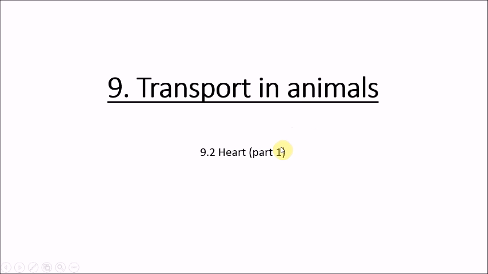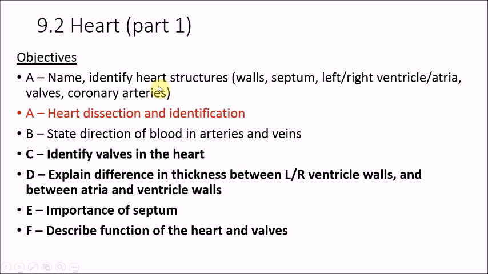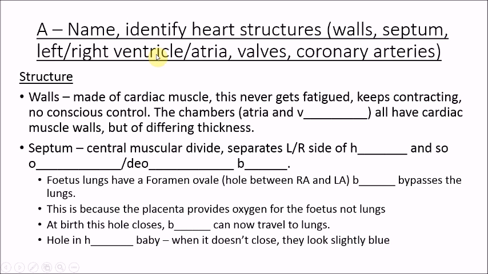Okay, so the next part of transporting animals is 9.2, the heart, and this is part 1 of the video. The first objective we're going to look at is to name and identify heart structures, such as these. The first one is the walls, and they're made of cardiac muscle. Now, cardiac muscle never gets tired, always contracting, you don't really control it.